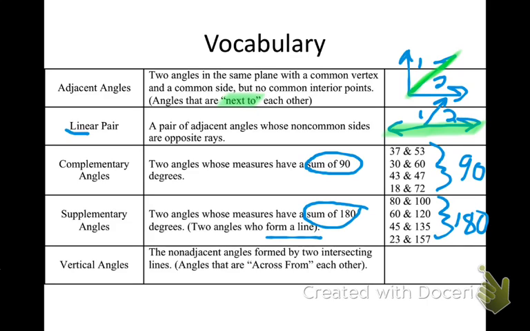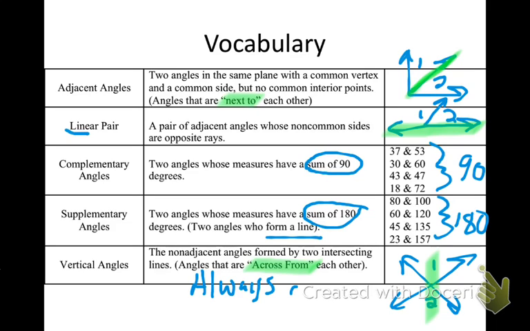And then lastly, we have vertical angles. The non-adjacent angles formed by 2 intersecting lines. Really, vertical angles are angles that are across from each other. So looking at angles that are directly across from each other. If I draw 2 lines here, angles 1 and 2 are across from each other. Something to note about vertical angles that will be important: vertical angles are always congruent.